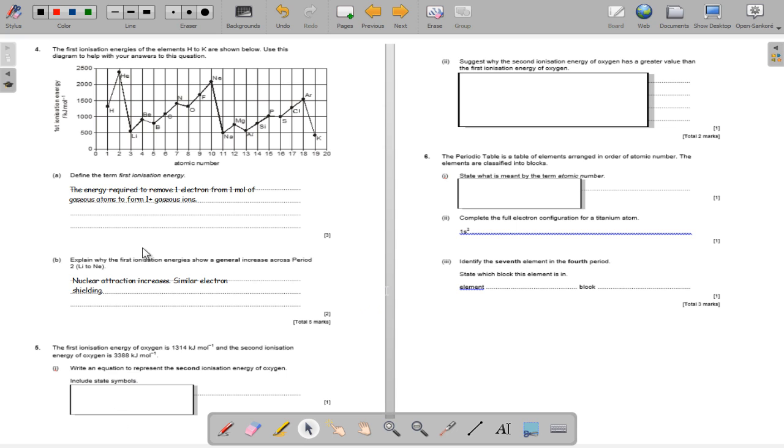So for question number 5, we have the first ionization energy of oxygen, which is 1314 kilojoules per mole, and the second ionization energy of oxygen, which is 3,388 kilojoules per mole. So we need to write an equation to represent the second ionization energy of oxygen, and we need to include state symbols, something I never ever do, because state symbols are annoying and you always forget them. So I'll give you 2 minutes to answer the question.